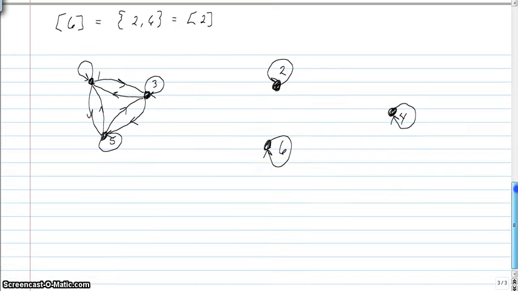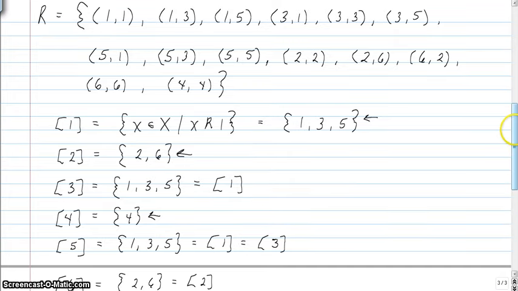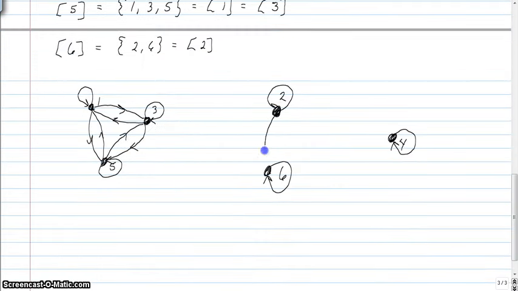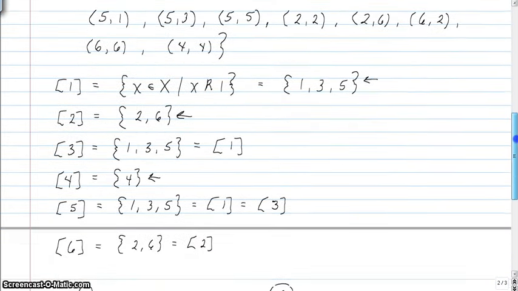And then we also have 2 related to 6 and 6 related to 2. We're expecting all this because if we verified that we had an equivalence relation, we expect that this relation has to be symmetric. So if we had an edge going one direction here, it has to go the other direction as well. And then 4 was only related to itself.